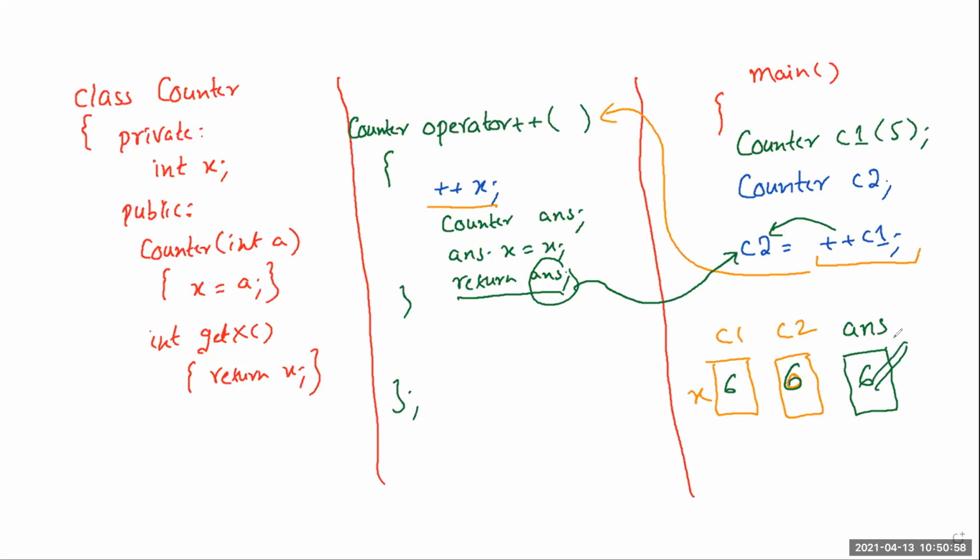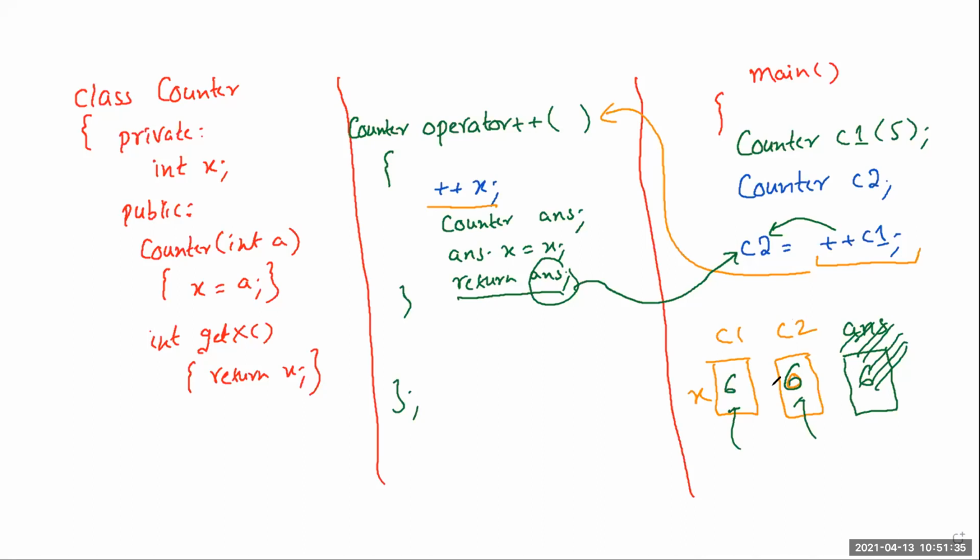And since the function is terminated, this variable is now destroyed. Now you see, when this statement is executed, C1 has 6 in its data member, C2 also has 6, and it is exactly the same behavior that we observe in case of integers, right? Because we decided that we'll be doing it like that. If there were integers x and y, you write plus plus x, so x is incremented and the incremented value is also copied in y. So the same thing is happening here because we wanted it to be like that with the counter class.